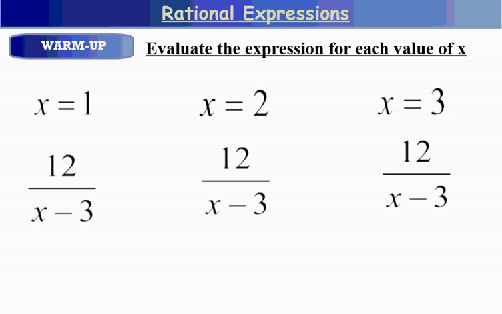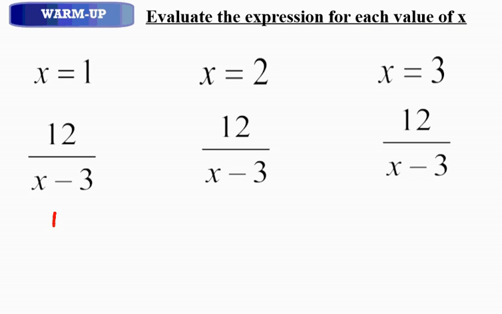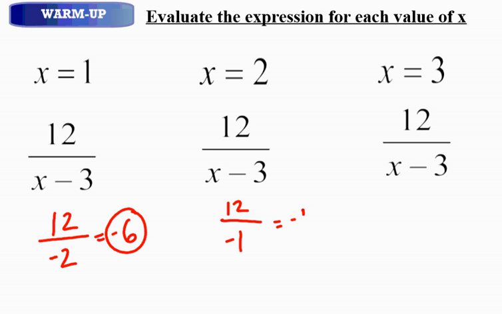Okay, this is what you should have noticed. When you substitute in 1 to the first one, you end up getting 12 over 1 minus 3, which is negative 2, so you get negative 6. If you substitute in 2, you get 12 over 2 minus 3, which is negative 1, so you get negative 12. If you substitute in 3, you get 12 over 3 minus 3, which is 12 over 0.